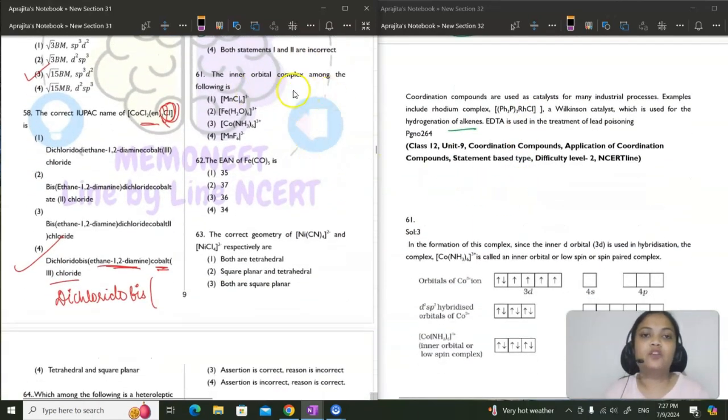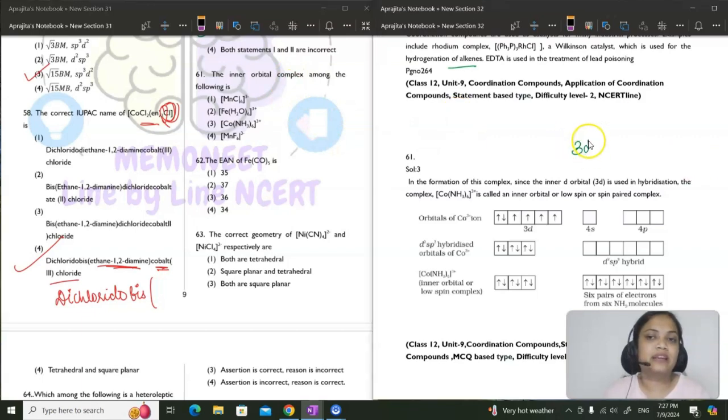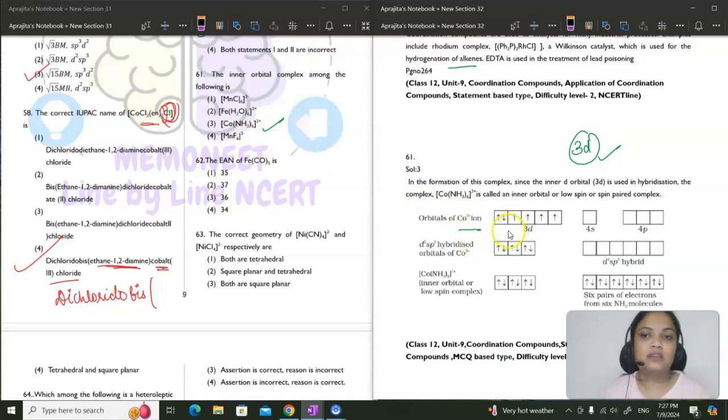The inner orbital complex among the following is. Now again you need to find out which one is the inner orbital complex, meaning where the inner d orbitals are involved. So if the inner orbital, like I told you, 3d orbital is used, we'll call it an inner orbital complex. So in the case of Co(NH3)6 3+, now here it's 3+, so it's 3d6.